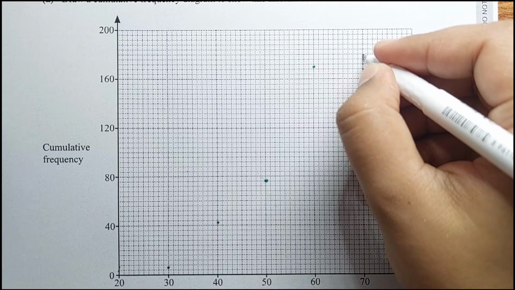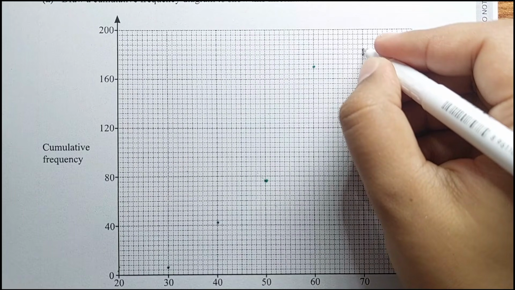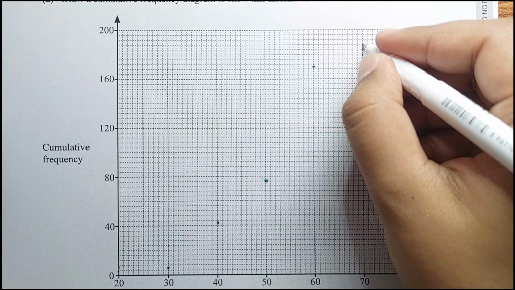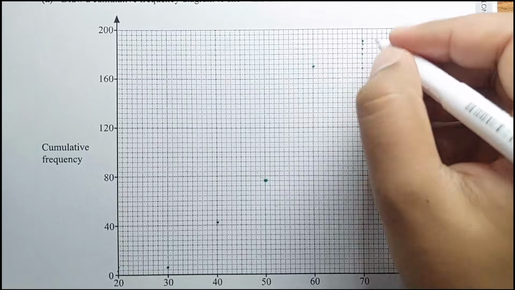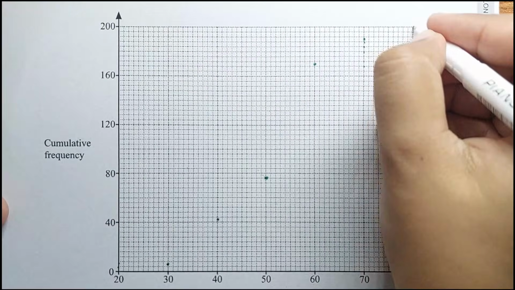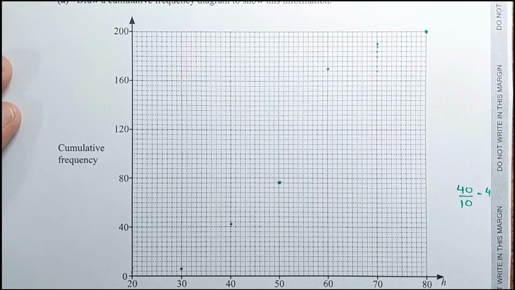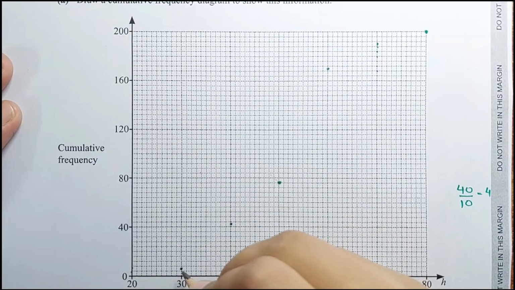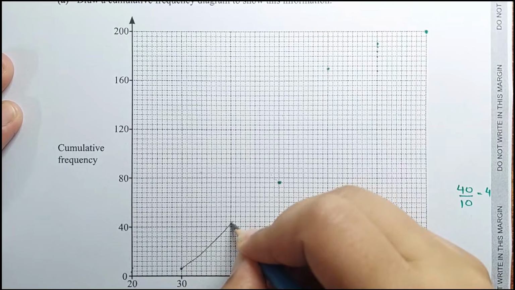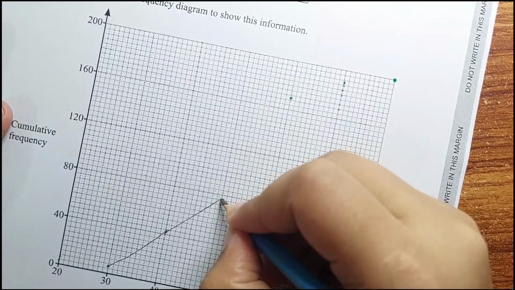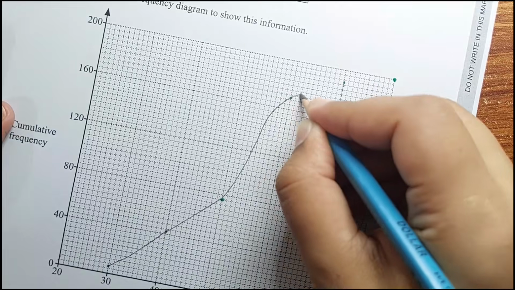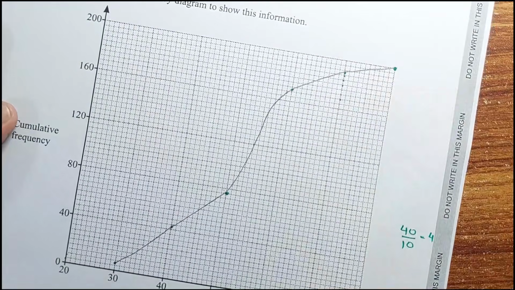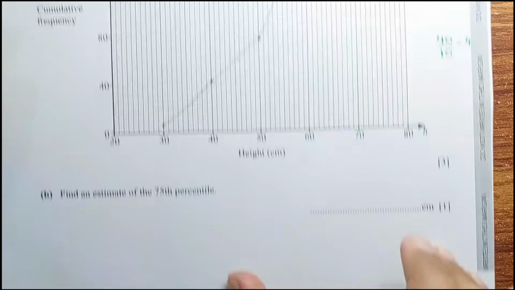Then 180, 184, right? 184, and then 186, and it is in the middle, 190. Yeah. For 80 it is just 200. For 80 we just have to find the 200, right? Let me draw the cumulative frequency diagram by connecting all the points. Okay, this is how your cumulative frequency diagram looks like.